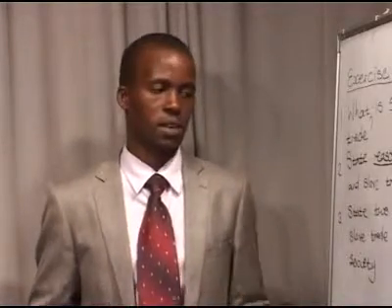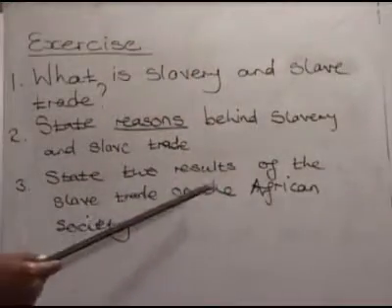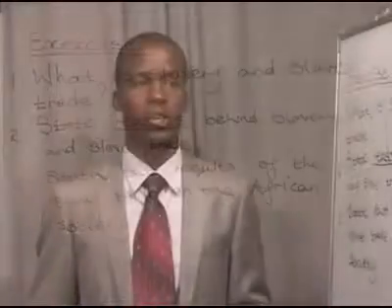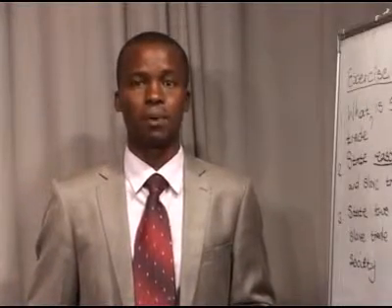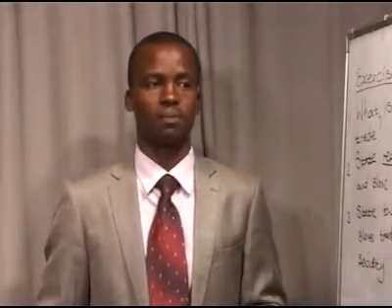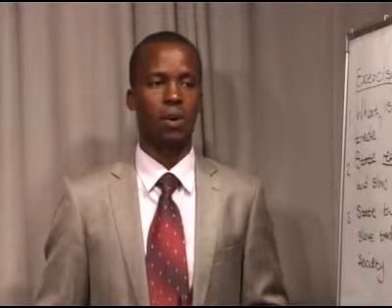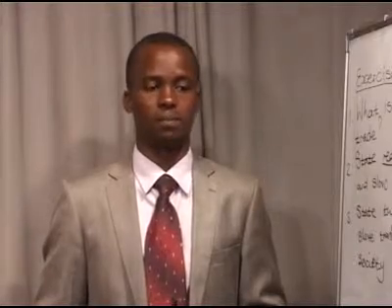Let's go to the last question. State 2 results of the slave trade on the African continent. Under social motives is depopulation and destruction. Under economic effects, it is the collapse of the trans-Saharan trade.